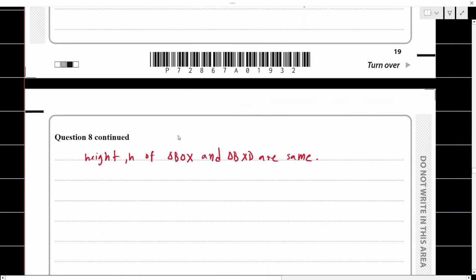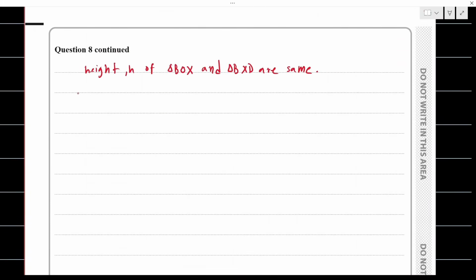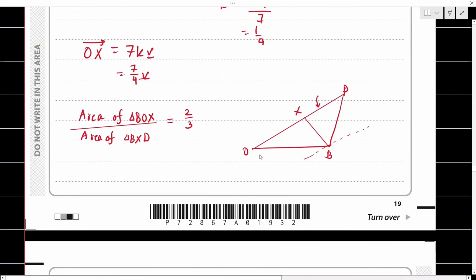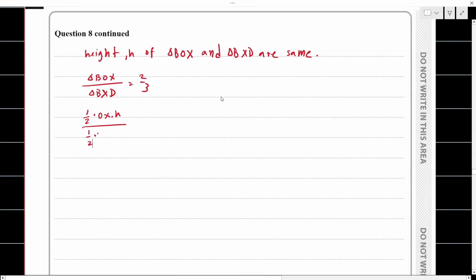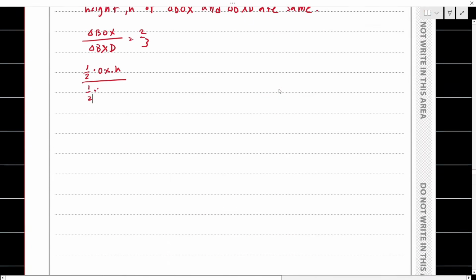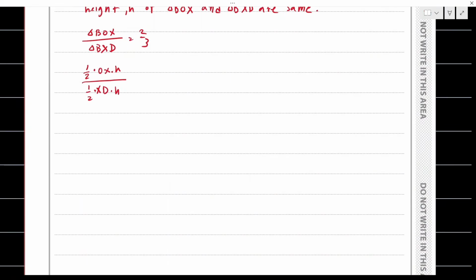If we know this, we can now write the area of the triangle BOX divided by the area of the triangle BXD is equal to 2 by 3. The area of the triangle BOX would be equal to half into the base into its height. The base of the triangle BOX is OX, so half into OX into height, divided by half into the base of the triangle BXD into its height. The base of the triangle BXD is XD, so half into XD into height H, and this is equal to 2 by 3. From this, I can cancel out half and I can cancel out H.